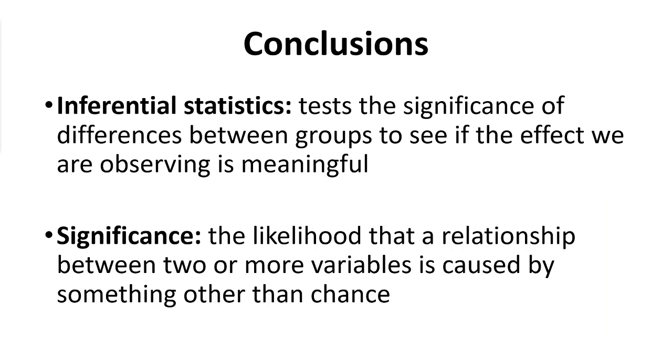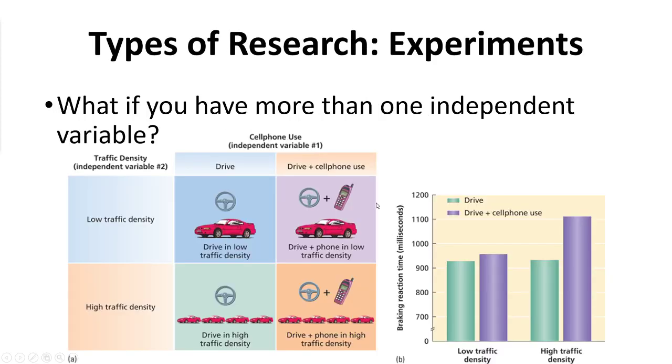Now, we've talked a lot about finding differences between groups or finding correlations between two different variables, but we haven't really talked about the statistics side of how do we know that there's a difference? When do we say that there's a difference between the groups?